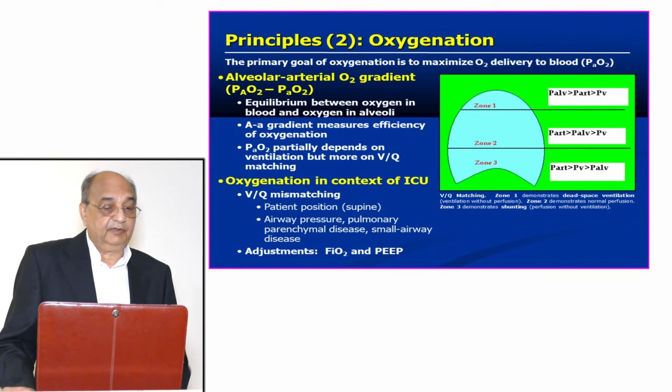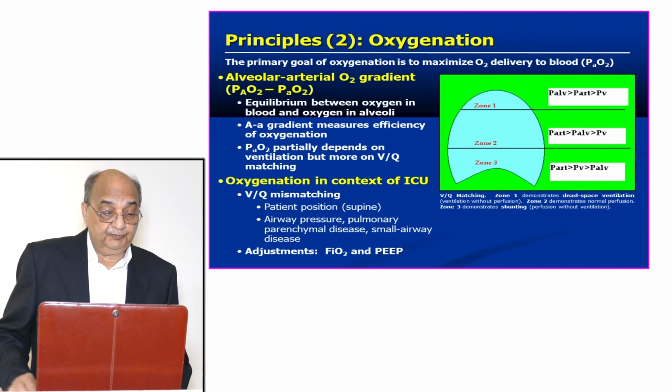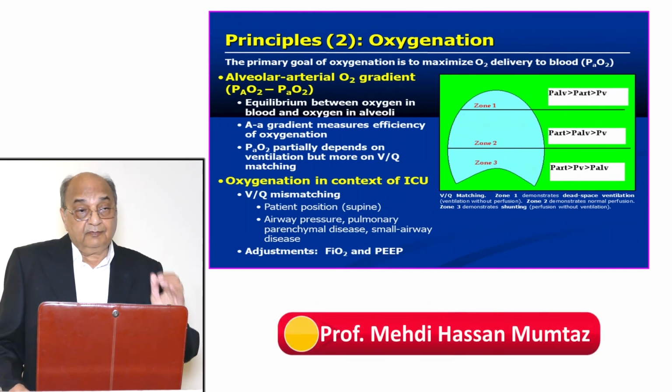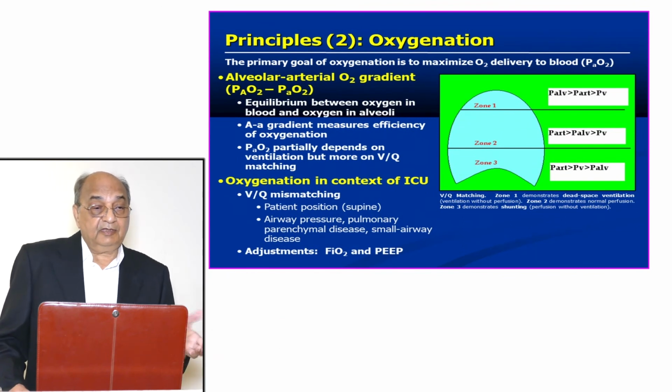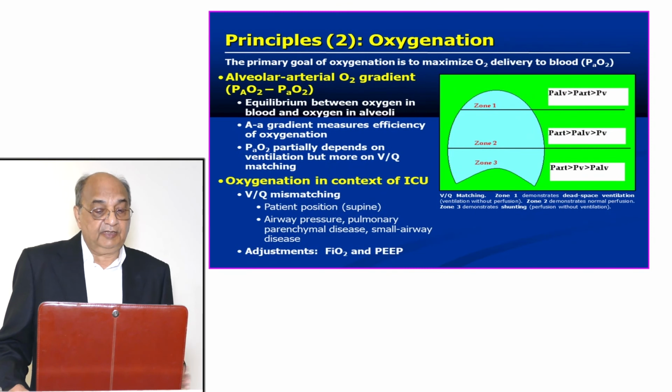That's very important. Then if you look at the oxygen status in the ICU, it depends on the position of the patient, whether the patient is in a supine position, sitting up position or prone position. It will make a lot of difference in ventilation perfusion. And if you increase the ventilation perfusion, normalize it, then you will have better oxygenation.